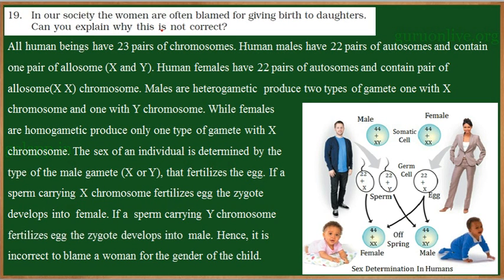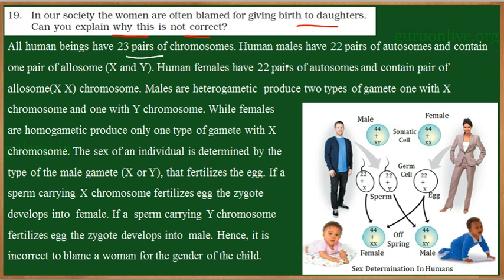In our society, women are often blamed for giving birth to daughters. Can you explain why this is not correct? Now let us understand the reason. All human beings have 23 pairs of chromosomes. So totally there are 46 chromosomes.